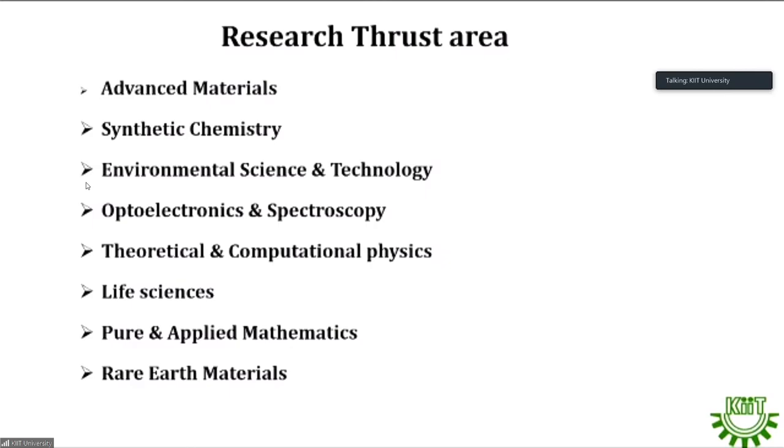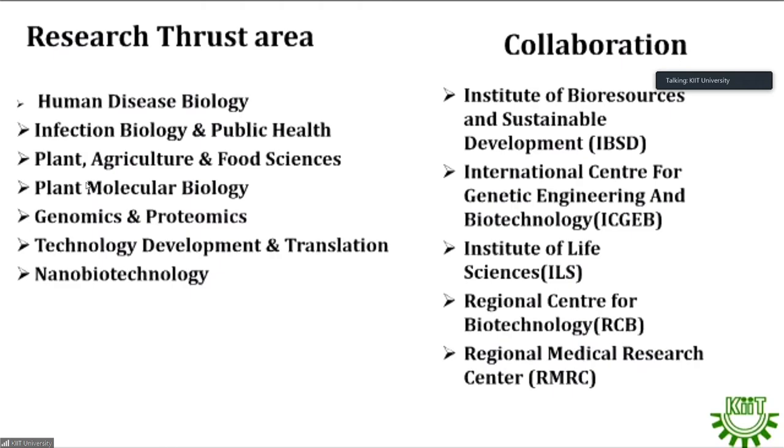These are some of the other thrust areas of research in the School of Applied Science: basic sciences like advanced material, rare earth material, synthetic chemistry, environmental science, and life sciences, pure and applied mathematics. Another collaborative research area is biotechnology, like human disease biology, infection biology, public health, and nanotechnology. We have collaborated with the Institute of Life Sciences, IBSD, ICGEB, and RMRC.